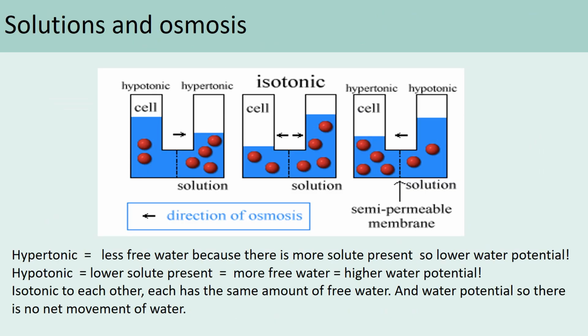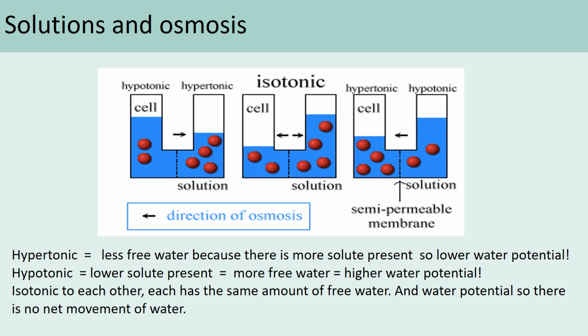Okay, so we mentioned hyper and hypo and isotonic solutions, and this is probably the hardest thing that students struggle with in terms of getting your head around it. Now, if there is a high solute concentration, that means there'll be a lower water concentration. So if I got a glass of water, which would be the solvent, and I put some salt in it, the salt would be the solute.